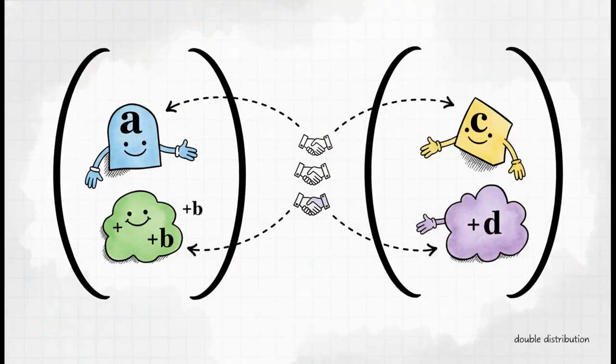The rule is super simple. To be fair, every single term in that first group needs to shake hands, or multiply, with every term in the second group. This makes sure that nobody gets left out. Our job is to make sure every single one of those handshakes happens.